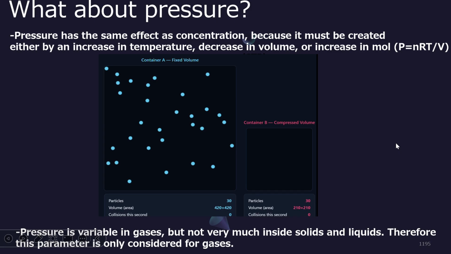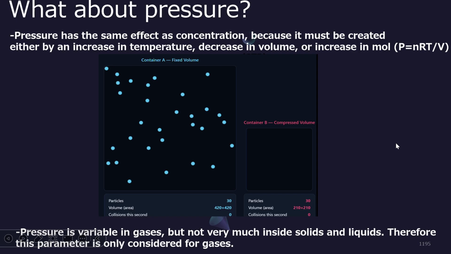What about pressure? Well, pressure essentially has the same effect as concentration. If you remember the ideal gas law, PV equals nRT, rearrange that for pressure. So pressure equals number of particles times gas constant times absolute temperature, divided by volume. So there are essentially 3 variables in there that you could change to change pressure. You can add more particles like we just saw in a previous video, you could increase the temperature, or you can decrease the volume.